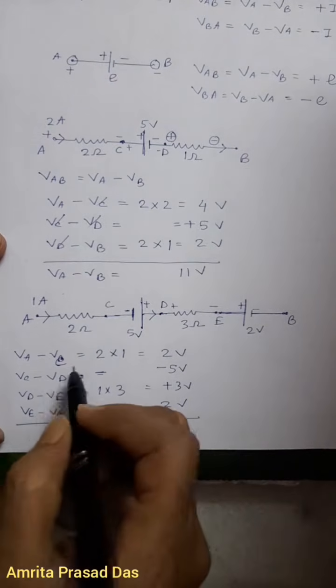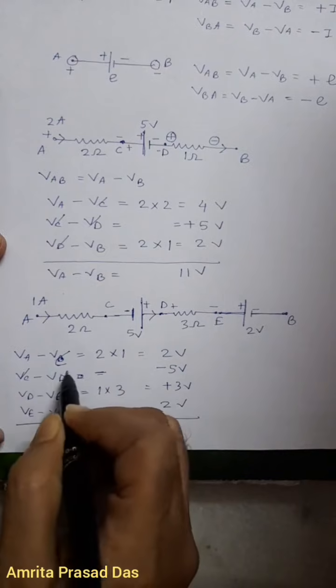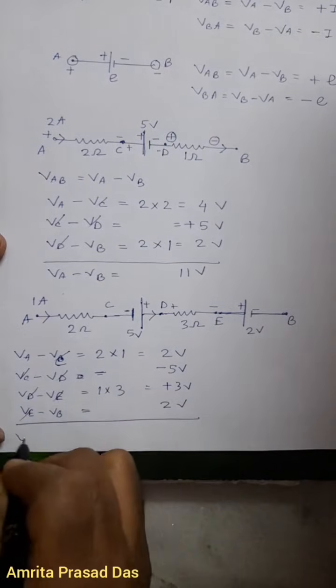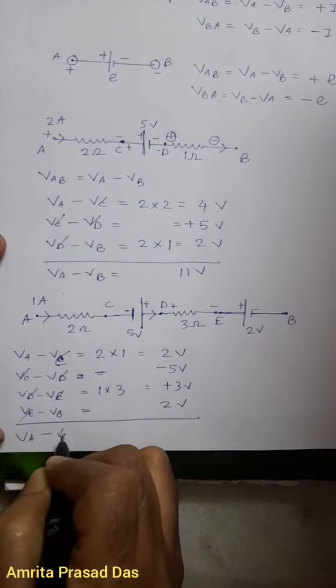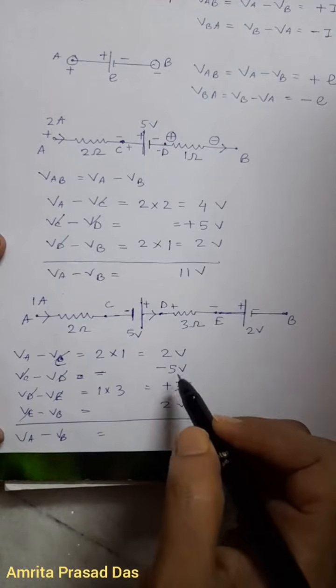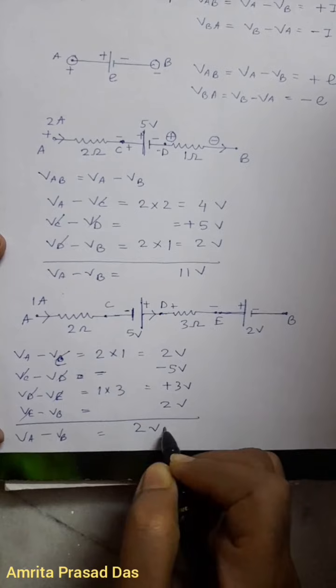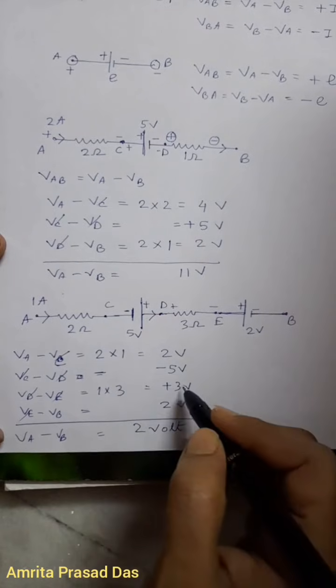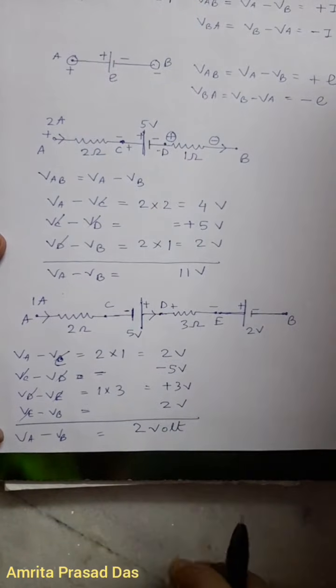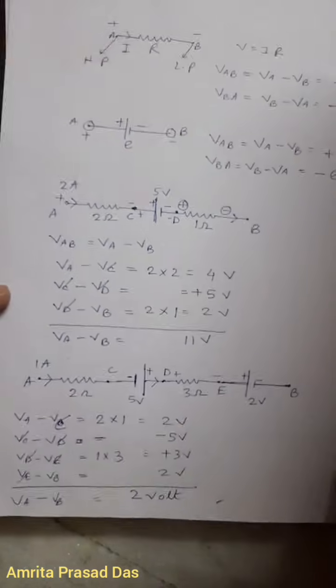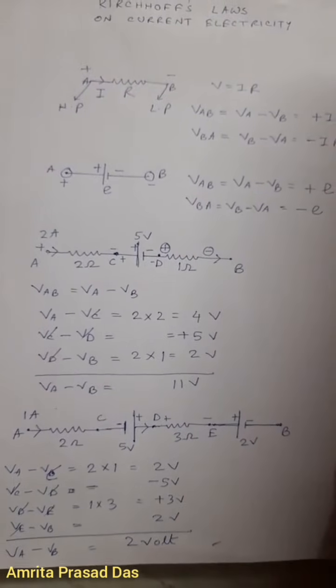Now add all this. Va minus Vb, you can calculate this. This is equal to 2 plus 3 plus 2 minus 5, that is equal to 2 volt. This is the answer. Okay, now these are the basics of current electricity.